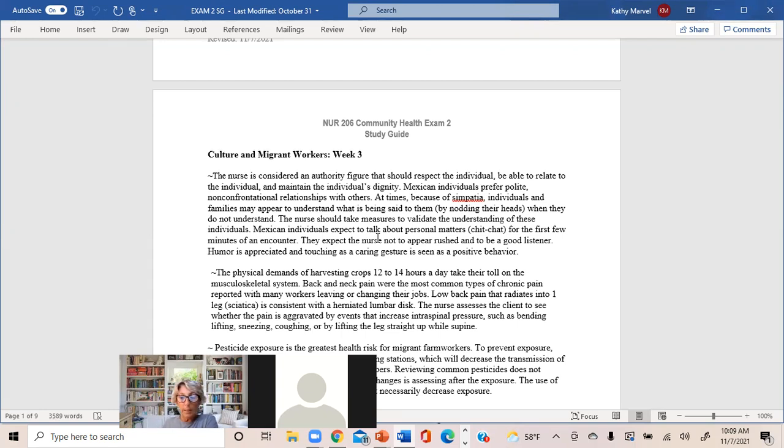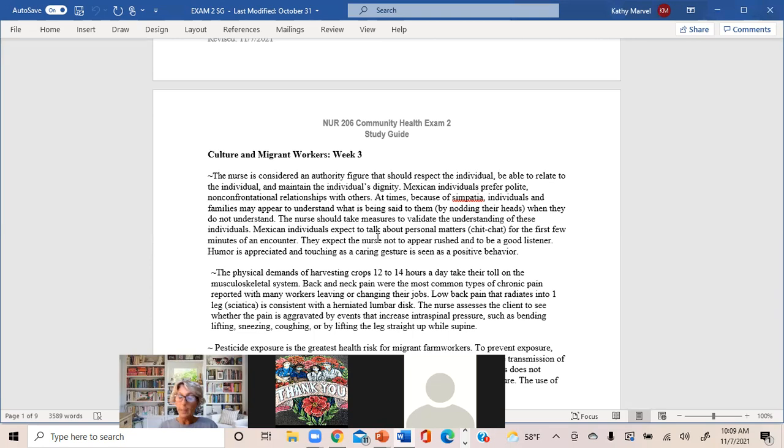So what do we think this is about? What do you think the content of this paragraph is about? It's about the culture and migrant workers. Yeah, cultural sensitivity, cultural competence, absolutely. Being able to understand different cultures, different values and beliefs within that culture. This particular paragraph talks about the Mexican culture.